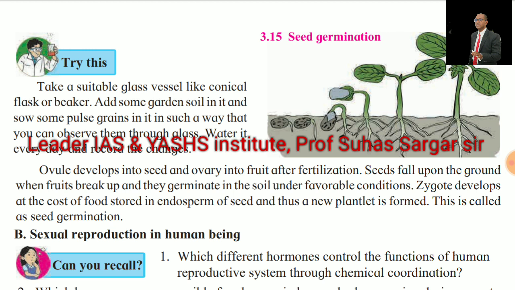Ovule develops into seed and ovary into fruit after fertilization. The seed falls upon the ground when the fruit breaks up and germinates in the soil under favorable conditions. The zygote develops at the cost of the food stored in the endosperm of the seed and thus the new plantlet is formed. This is called seed germination.